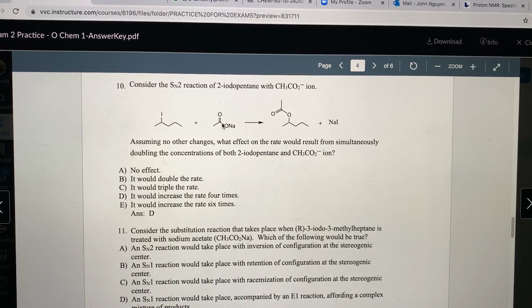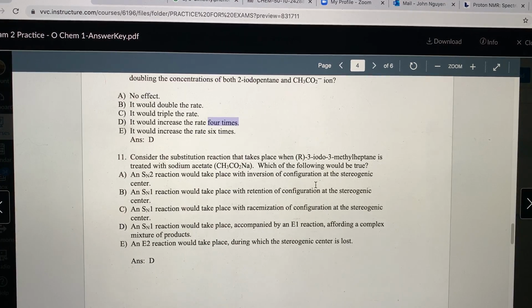So if you double both of them, that's 2 times 2. So if you double the concentrations, then the overall rate should be 4 times, okay? Because double means 2 times 2, and that's 4 times the rate, okay? So that's talking about the rate of SN2 reactions.